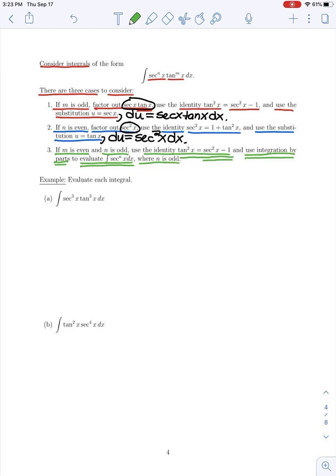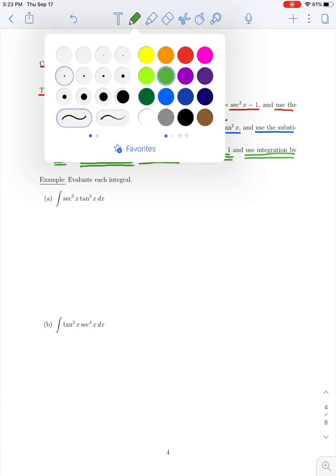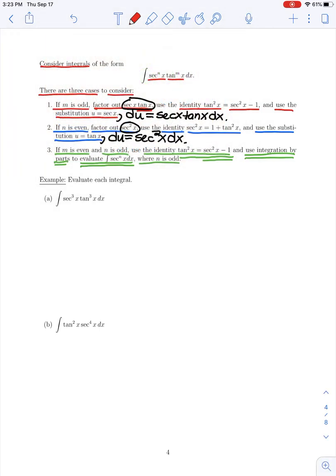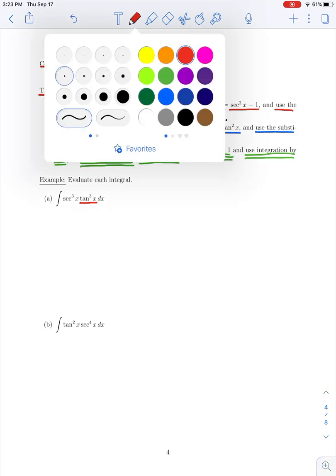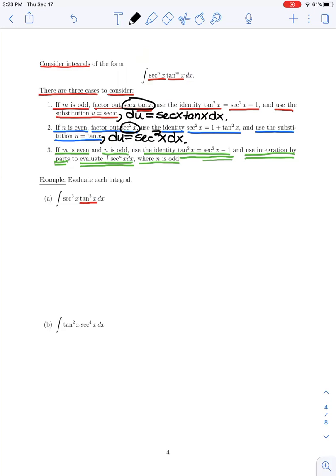So in our first example, we're asked to evaluate the integral of secant x cubed times tangent x cubed. So when we look at this one, we can see that the power of tangent x is odd. We have tangent x to the third power. So I can make use of the first case that we had discussed here. And since the power of tangent is odd, I'm going to factor out a secant x times tangent x.